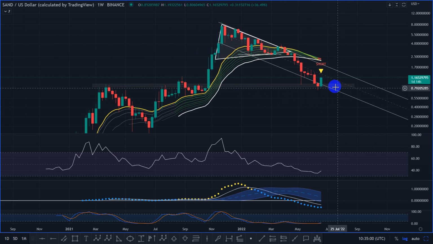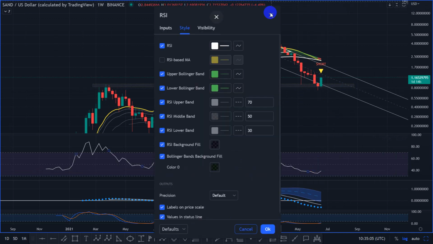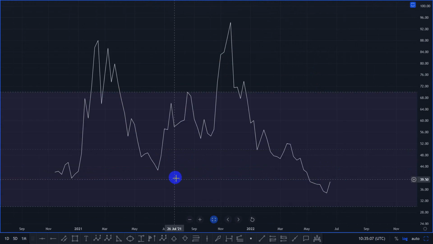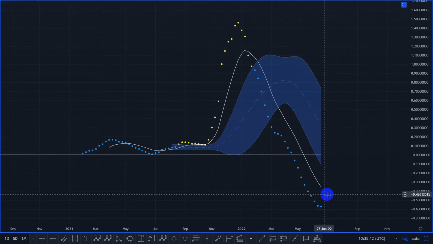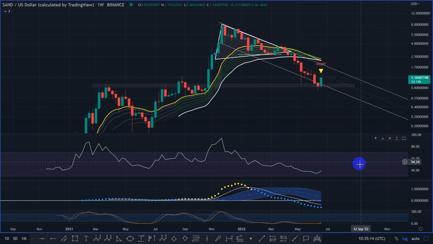So there we go. Also notice on RSI on the weekly time frame, this is the lowest that Sandbox ever did. The same way on the Stream Trades indicator, the lowest point it ever did.